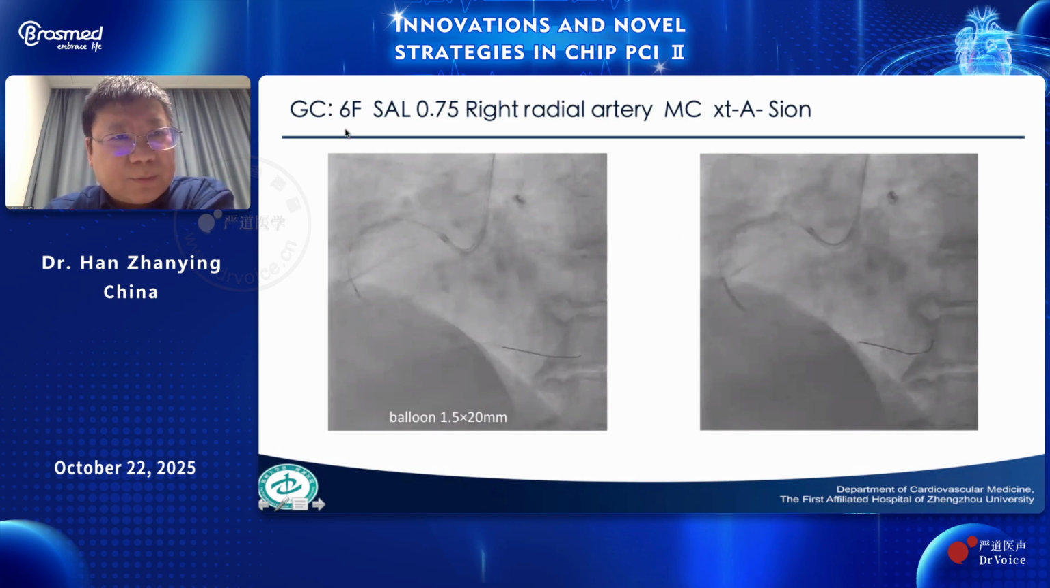For the guiding catheter, because this is a small lady, we chose the right radial entry route with a 6 French guiding catheter. Assisted by a microcatheter, we chose an XT-A wire to successfully cross the distal occluded part, then changed to a guide wire. The first balloon is 1.5.